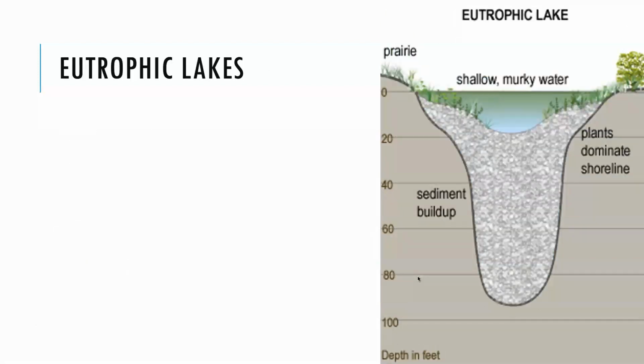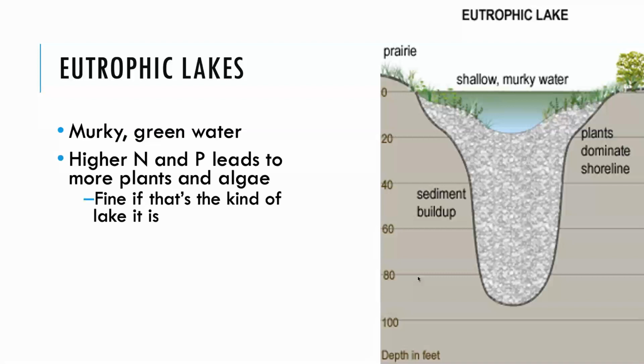A eutrophic lake is going to be a very different type of lake. And you can tell this just by looking at certain lakes around where you live. They'll be shallow, they'll have murky water, and it'll be more green, less blue. This can be caused by having high amounts of nitrogen and phosphorus in the water, which leads to more plants and more algae. And if that's how this lake is supposed to be, that's totally fine. There are eutrophic lakes that exist naturally, that's what they are.